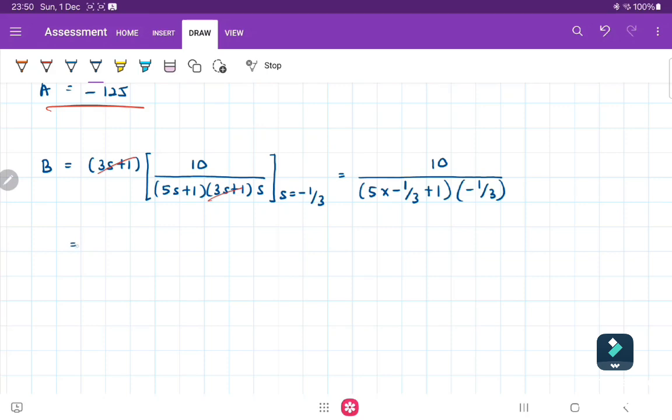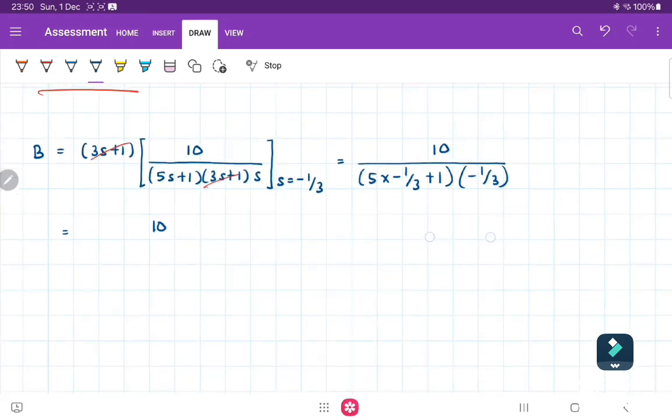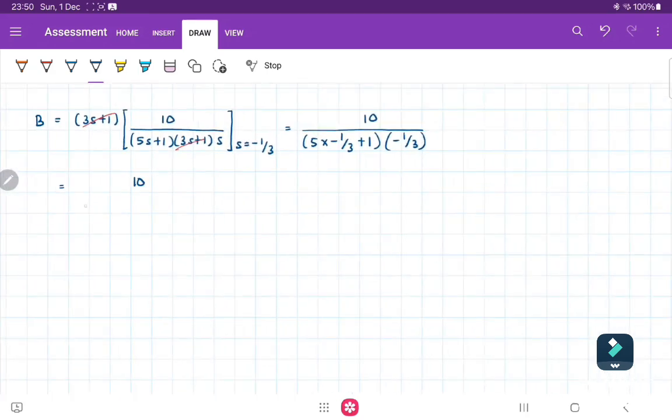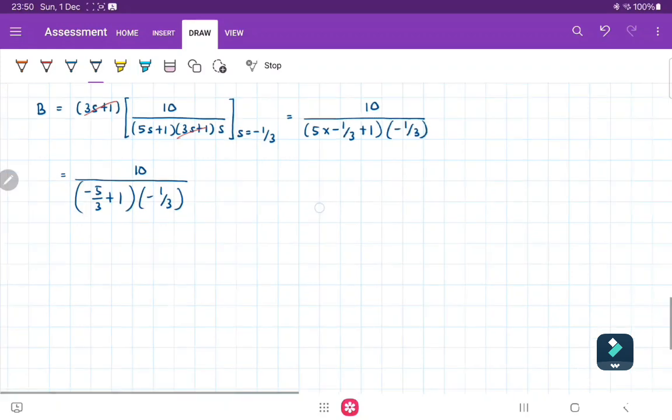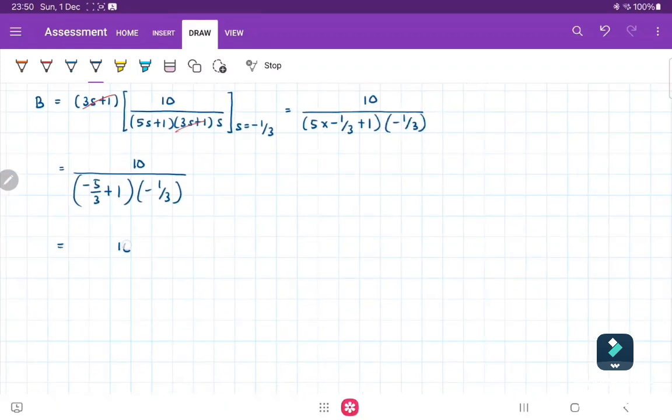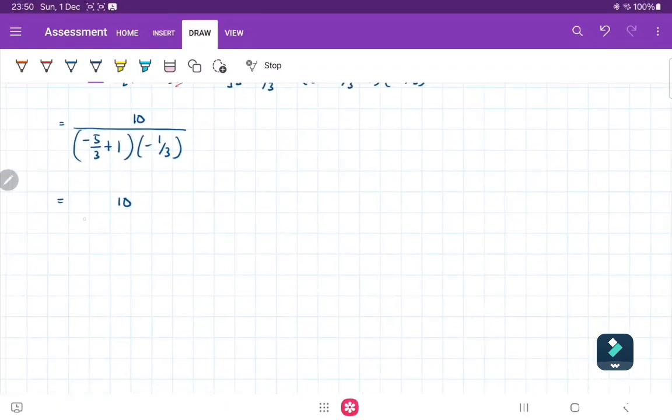So what I have now is 10 over minus 5 over 3 plus 1 multiplied by minus 1 over 3. And when you solve this, you would get, let me see, 10 over minus 2 over 3 multiplied by minus 1 over 3, correct?